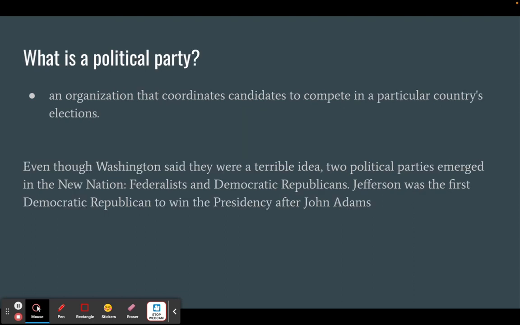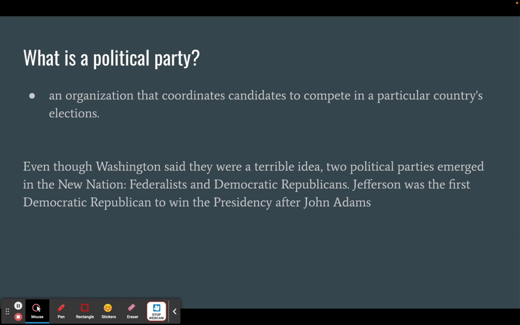So, just to review, it's very common today in United States politics to talk about political parties. If you watch current events today, you'll hear of Democrats. That's one political party we have. And you'll hear about Republicans. That's our other major political party. So, a political party is an organization or a group that coordinates candidates to compete in a particular country's elections. Typically, they have common points of view on different issues. And the political parties will choose candidates that they think will be competitive in nationwide elections. There's also local elections and state elections.